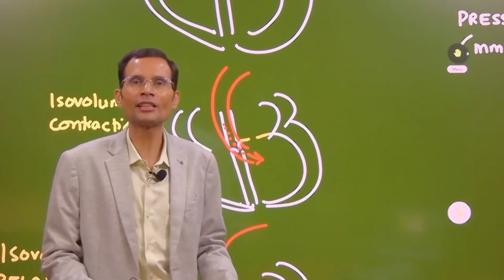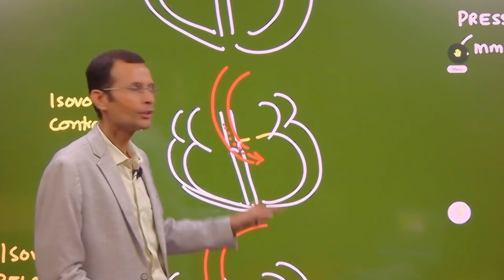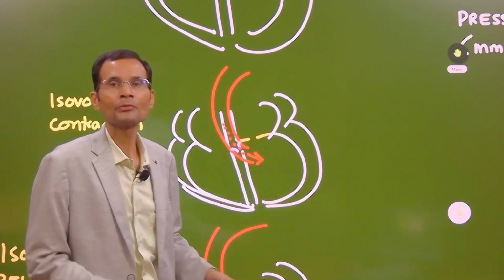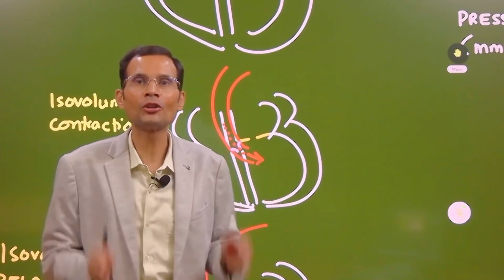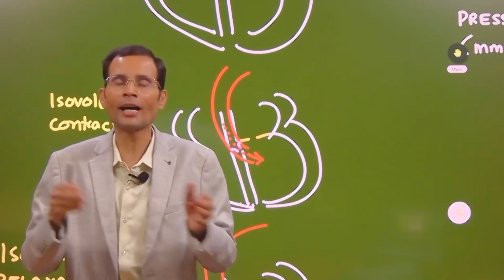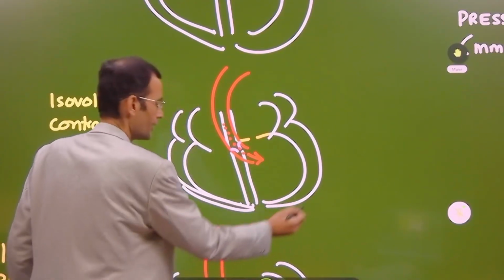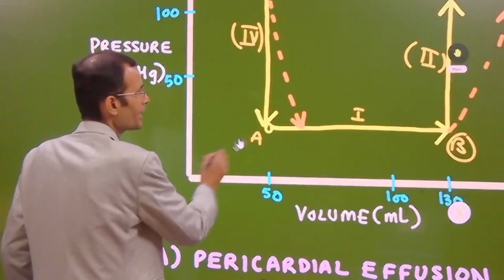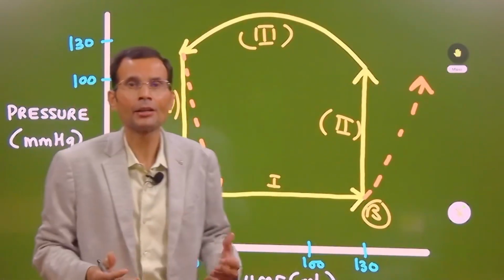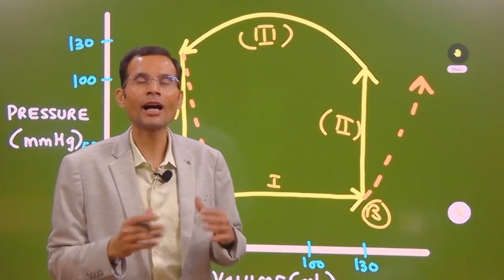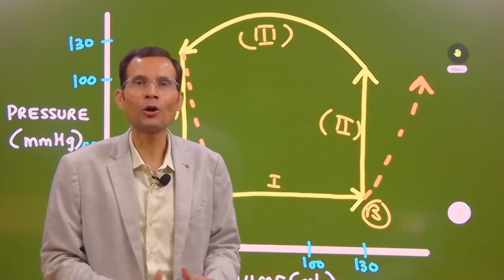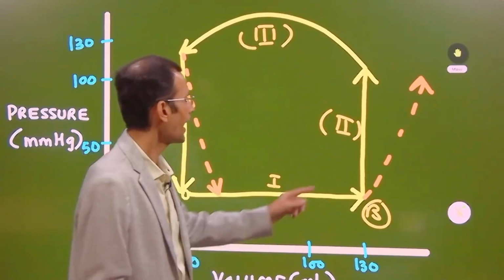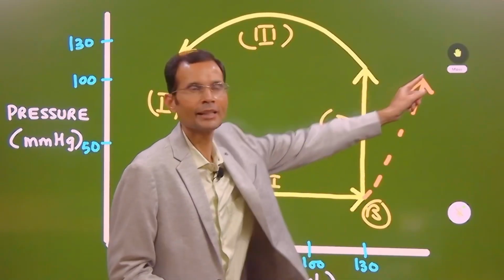Blood knows only one thing, to go from high to low pressure. So it will regurgitate back into the left ventricle during isovolumic contraction. So I'm calling it so-called isovolumic contraction in this case. Blood is regurgitating back into the left ventricle during isovolumic contraction. That means left ventricular volume is increasing, and that is what is shown in this line.